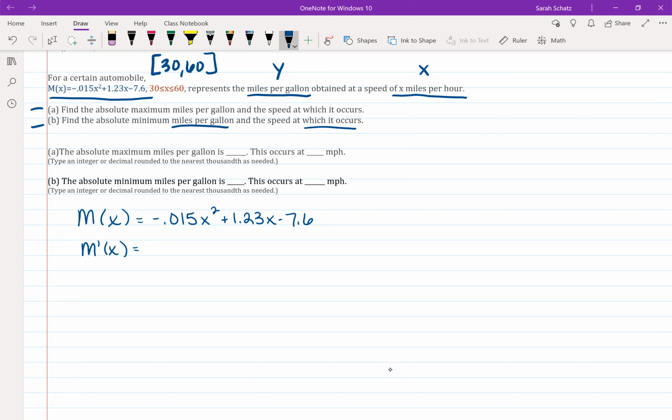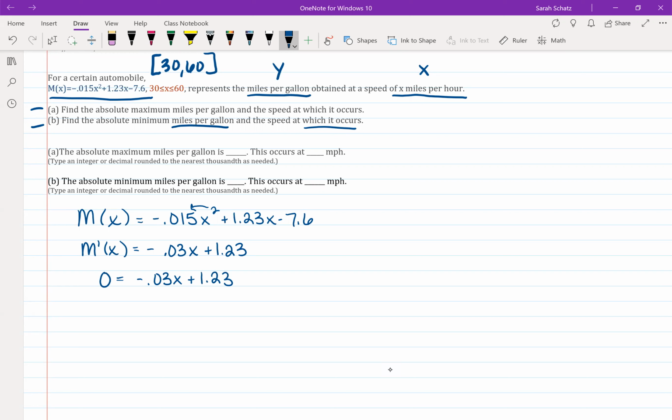All right, so we're going to use some power rule. Now this negative is going to come along. You guys, when I bring this 2 down and multiply it by 0.015, I'm going to get 0.03 x plus 1.23. So this is my first derivative. I know I need to set this equal to 0 to find critical points. And then I'll just solve for x.